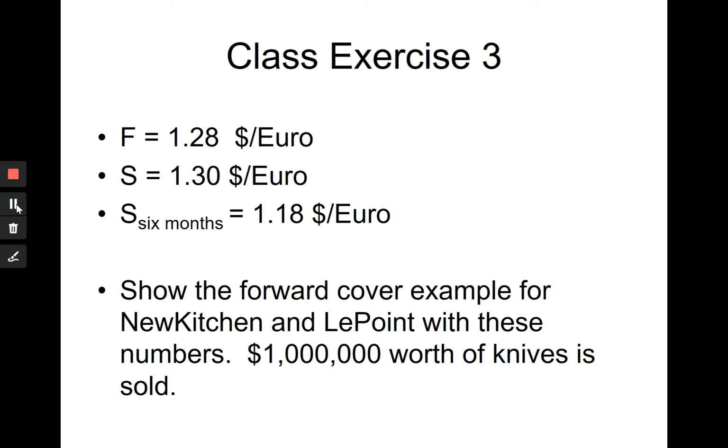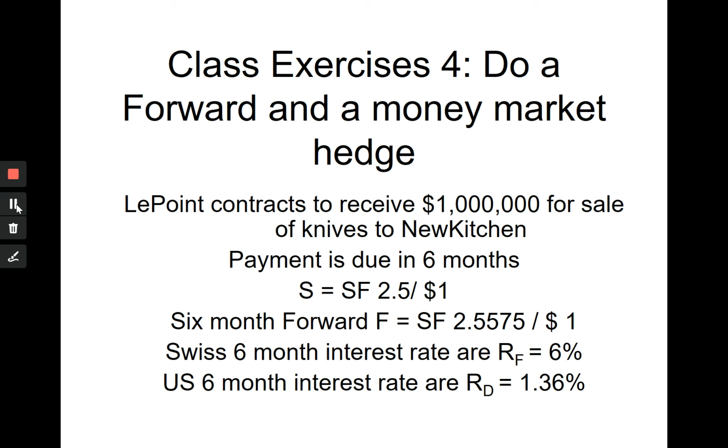Classroom exercise 3 gives this problem with slightly different numbers and asks you to drill an exercise by calculating entire three different hedging methods using these numbers. And finally, classroom exercise 4 states that we do a forward and money market hedge with a new set of numbers that are given in this slide. Best of luck with this lecture.